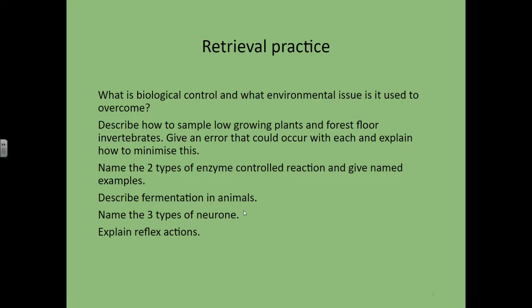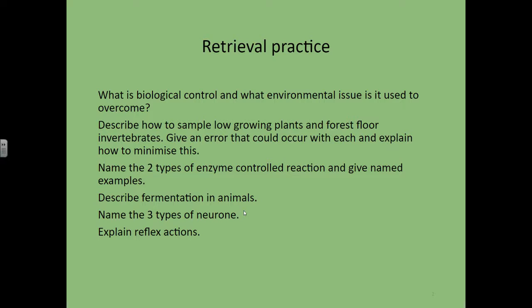Okay, so biological control is a means of controlling pest populations. It's the biological side of not having to use pesticides. Low grazing plants and forest flora invertebrates, you probably use something like a quadrat. The error with that would be if you threw the quadrat to the areas you were interested in. So you have to throw it randomly. That's how you reduce the error.